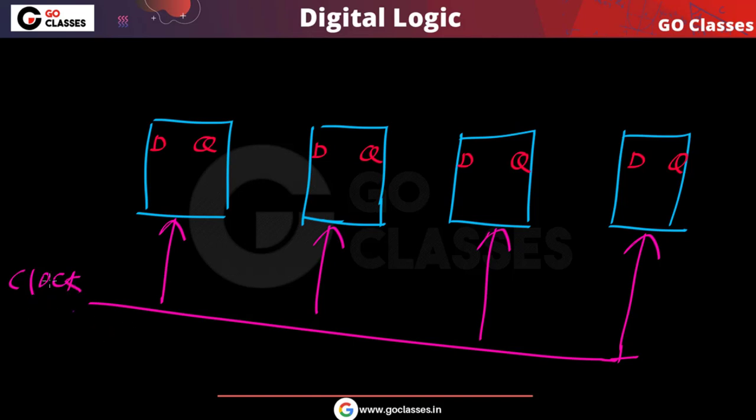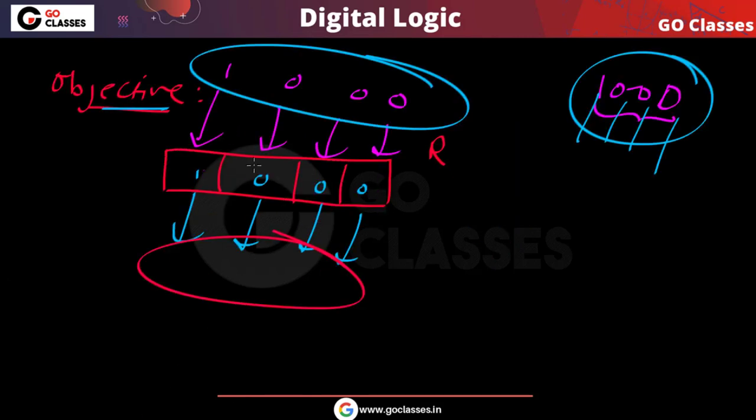We have already seen that if your register is an n-bit register, then it means you have n flip-flops, and these flip-flops have a common clock. So you can notice that these flip-flops have a common clock. So this one objective is over.